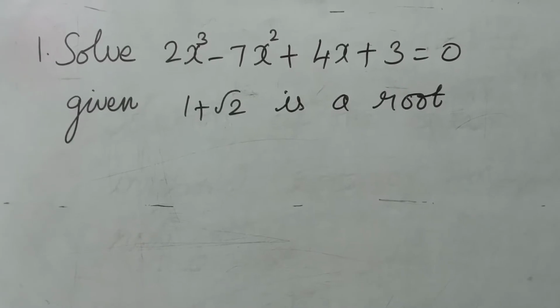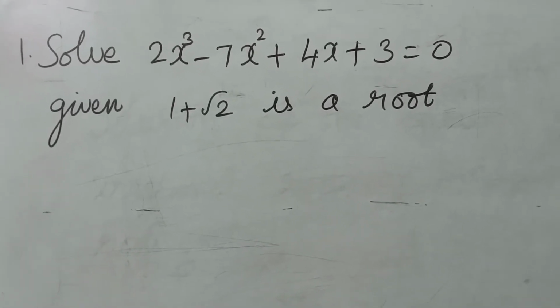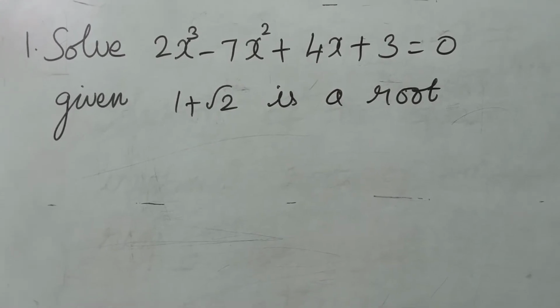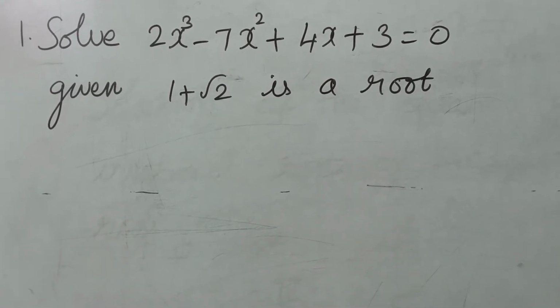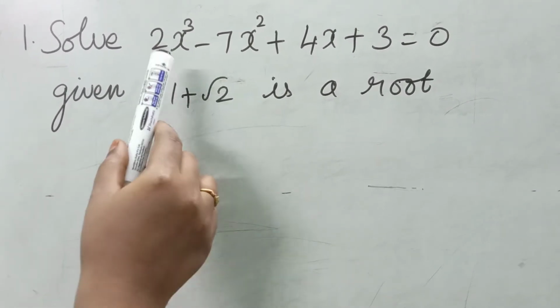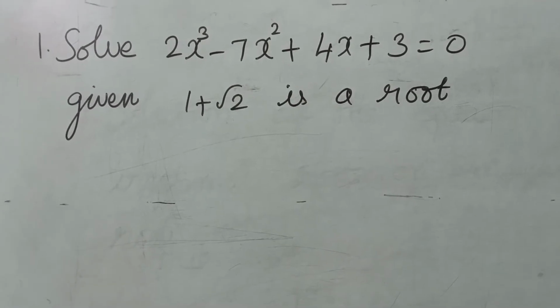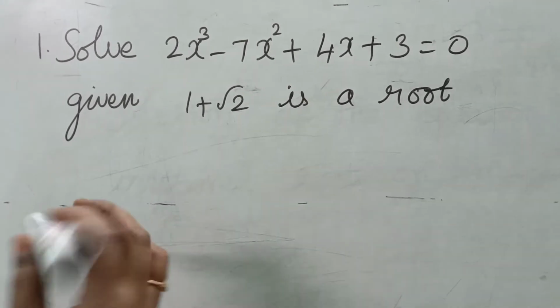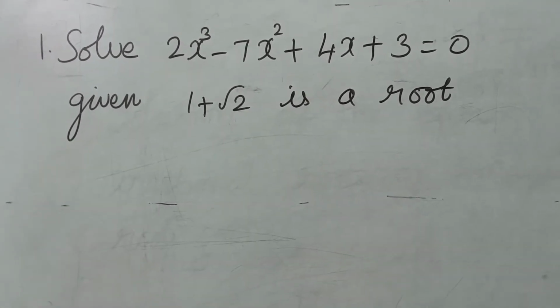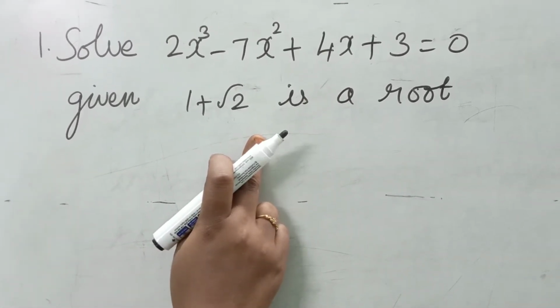Let us see one example. Solve 2x power 3 minus 7x square plus 4x plus 3 equal to 0, given 1 plus root 2 is a root. Look at the equation. It's a cubic equation. Cubic equation means the highest power of x is 3. Therefore, it is called a cubic equation. Since the power is 3, this equation has 3 roots. Only 1 root is given, 1 plus root 2.